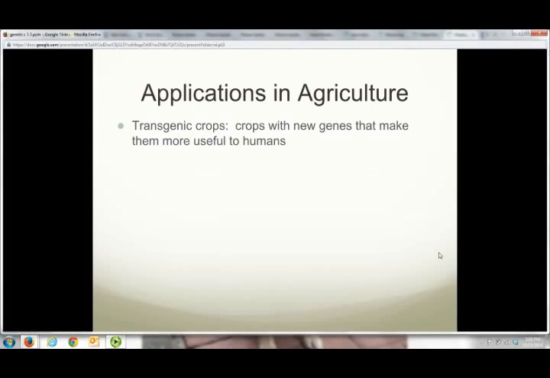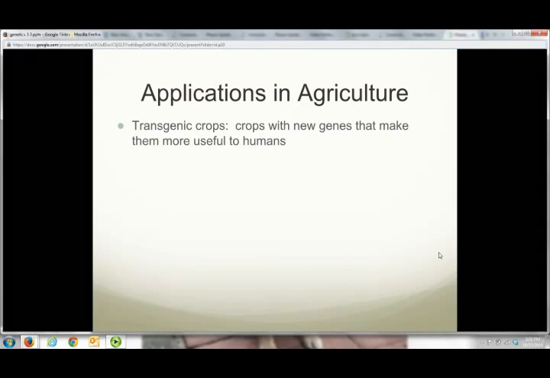There are also many applications in agriculture. Transgenic crops are probably the most well-known of these. These are crops with new genes that make them more useful to humans. This can either delay ripening, delay spoilage of the crops, make them more resistant to pests, and other things that make the crops more profitable for farmers.